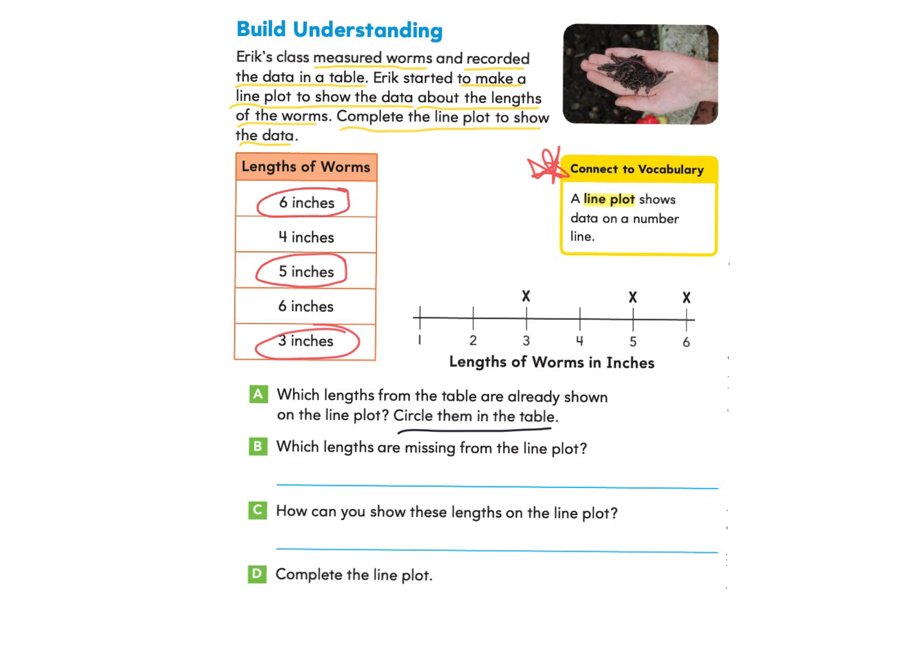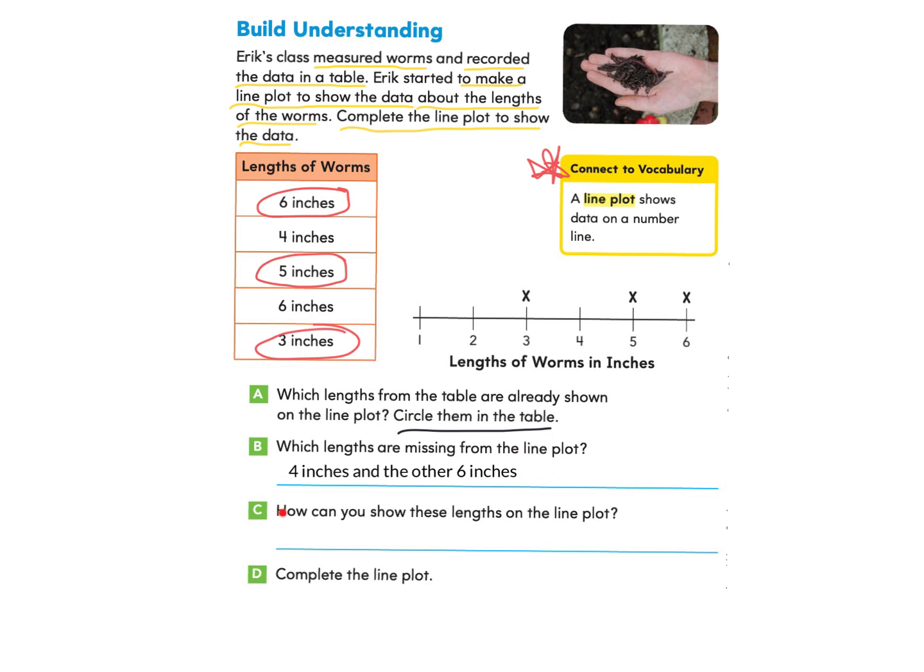Okay, all of the items that are circled have been recorded on the line plot. The ones that aren't circled, Eric didn't put on the line plot. Okay, we can answer part B. Which lengths are missing from the line plot? We can answer 4 inches and the other 6 inches.